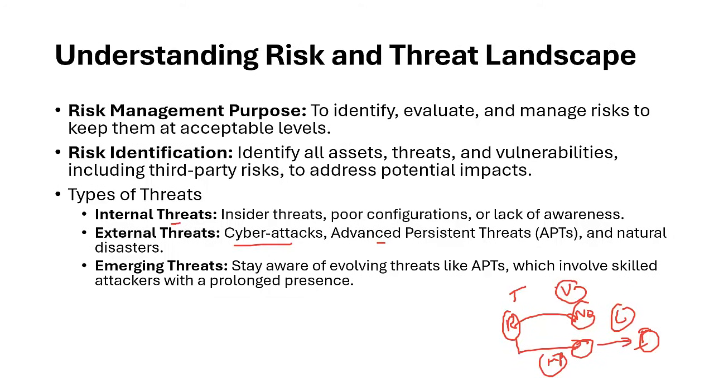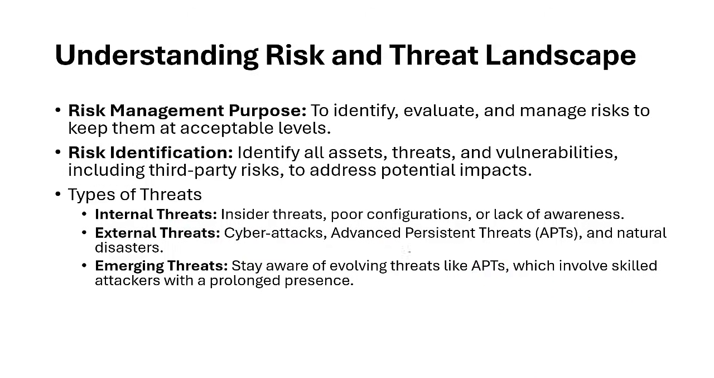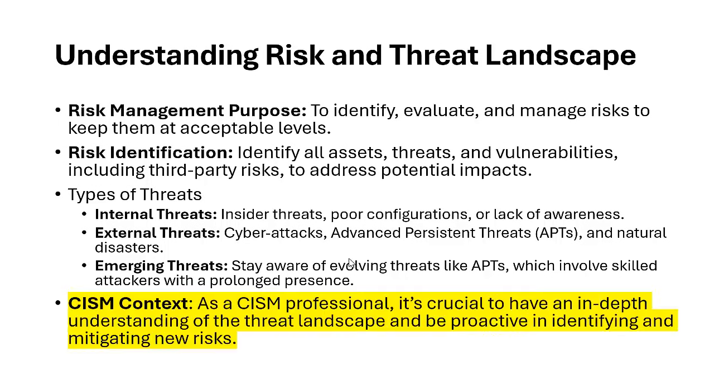And for the emerging threats, we have APT. APT is something very, very important. You should know it from the exam perspective: advanced persistent threats. They basically hack the servers, hack the network, and maintain persistent access to the organization. So what is the learning from the CISM context perspective? As a CISM, it is crucial to have an in-depth understanding of the threat landscape and be proactive in identifying and mitigating new risk.